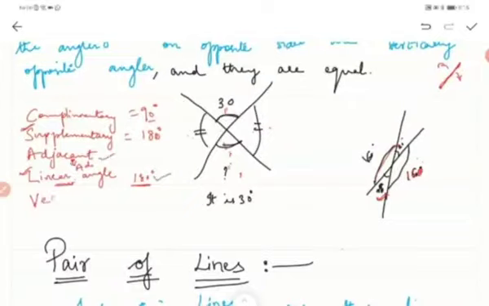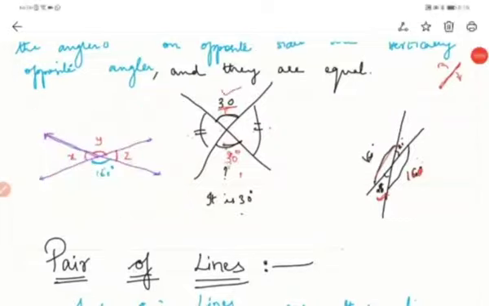After that we studied vertically opposite angles, isn't it? So vertically opposite angles are what? The exactly opposite angle is vertically opposite. So if one is 30 degrees, here also it will be 30 degrees. Now, based on the previous angles we studied, let's do one example.